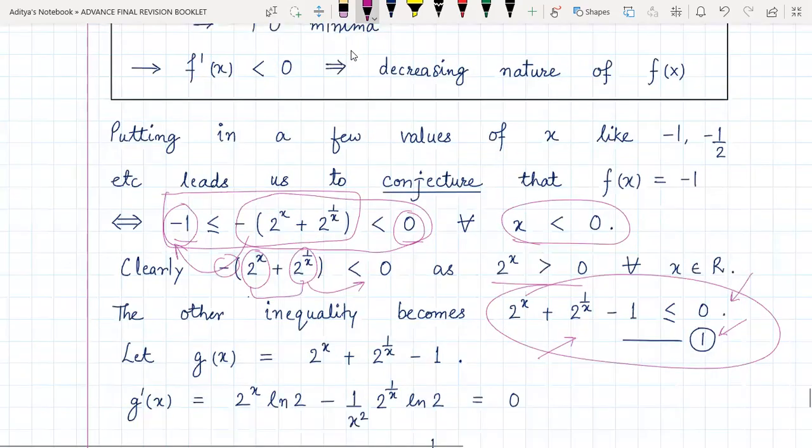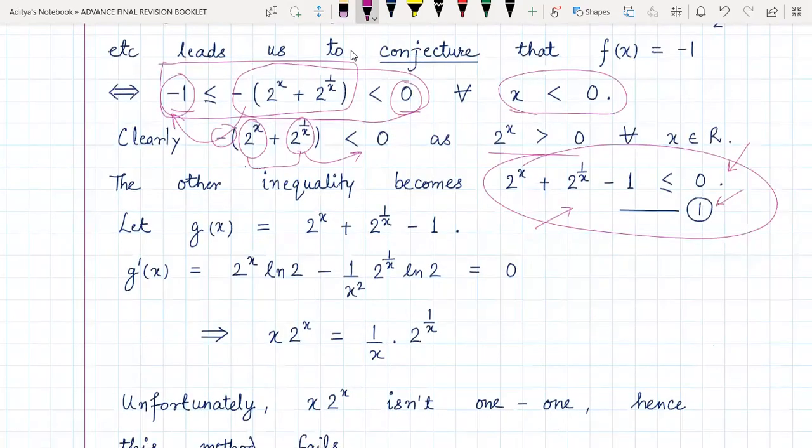Now how to prove this inequality? Let's assume this function to be g(x). Then obviously we would need to find its derivative. The reason is, less than or equal to 0 simply means that we have to show that its maximum value would be 0. As far as maximum or minimum or such inequalities are concerned, the only hope for us is using differentiation, monotonicity and these concepts.